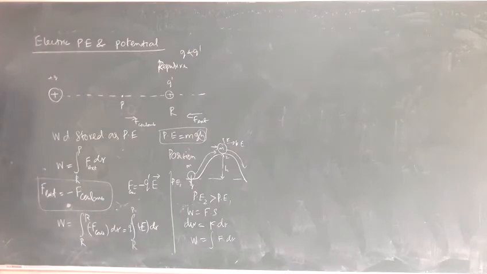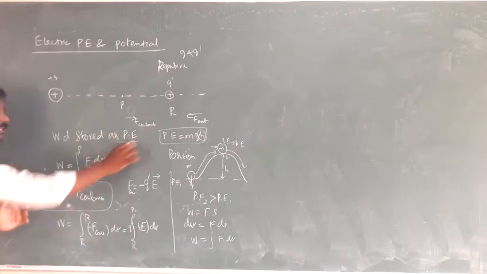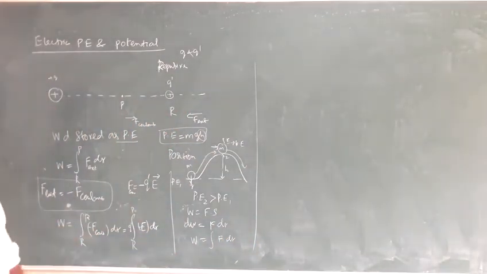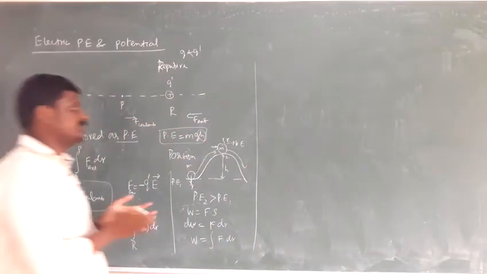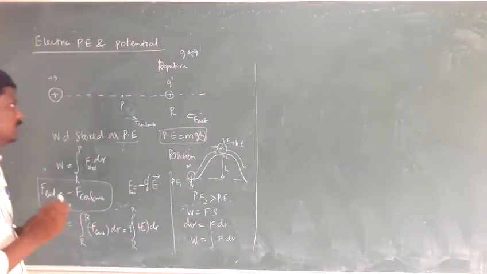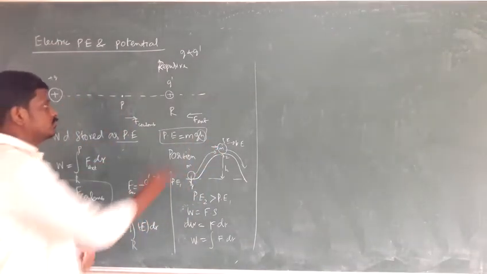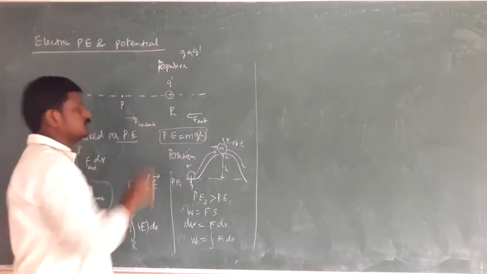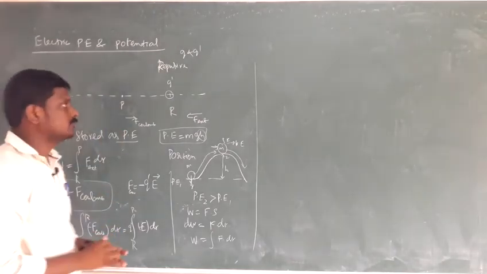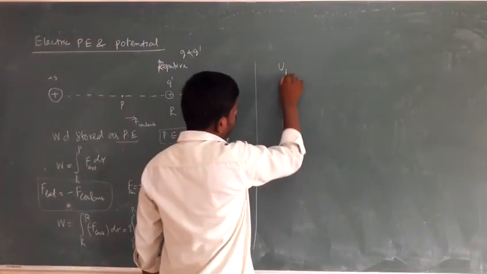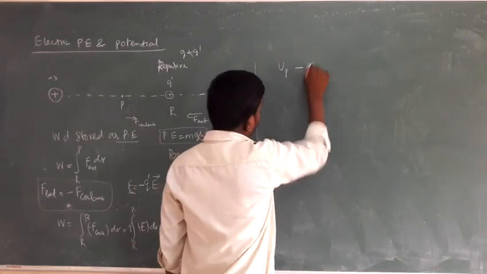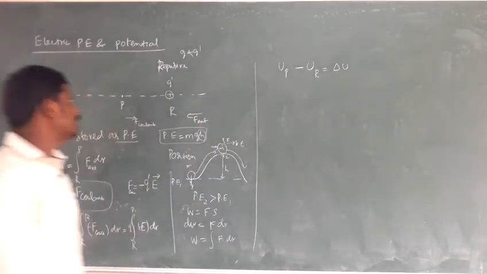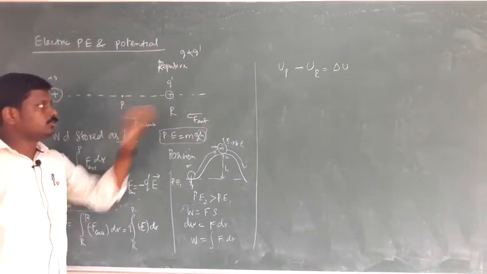Work done is also called potential energy. Potential energy is the energy possessed by a body by virtue of its position or state of strain. Here there is a repulsive force, so we are pushing towards the positive charge. What is the potential energy at R and at P? The potential energy at P is UP and at R is UR, and the change in potential energy is such that UP is greater than UR.